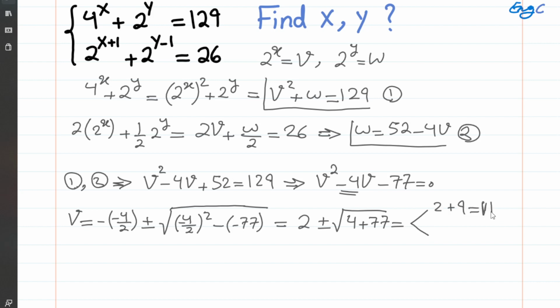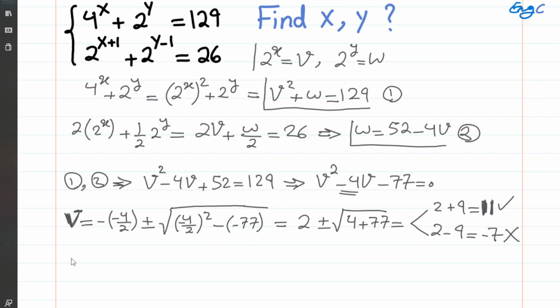That's okay, that's a positive number, acceptable for the variable. Remember, we are solving for variable v. So it's 11, that's acceptable, it's a positive number. The other one is 2 minus 9, which gives us negative 7, that's not acceptable. The reason is, as you can see, v is 2 to the power of something, and that's always a positive number. It cannot be a negative number for real numbers. So therefore, this is not acceptable.